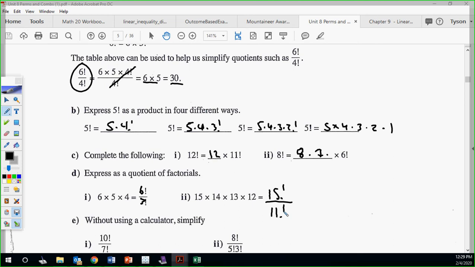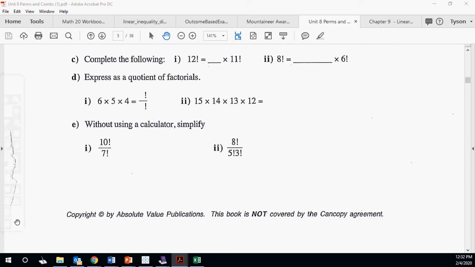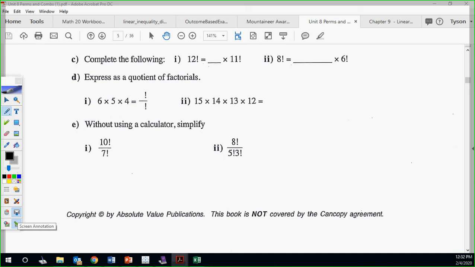Let's go and look at these bottom 2 here. So 10 factorial over 7 factorial. Remember, that means we're going to walk the 10 down and have it like this, and now you can cancel it. Gone. So it's really 10 times 9 times 8, which would be 720.